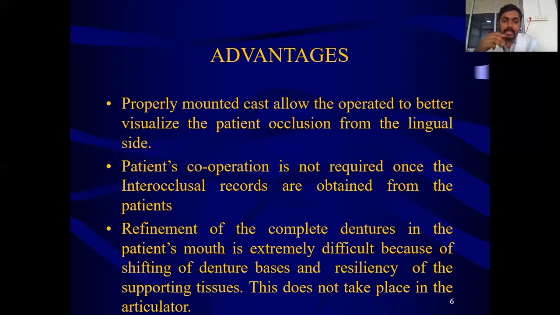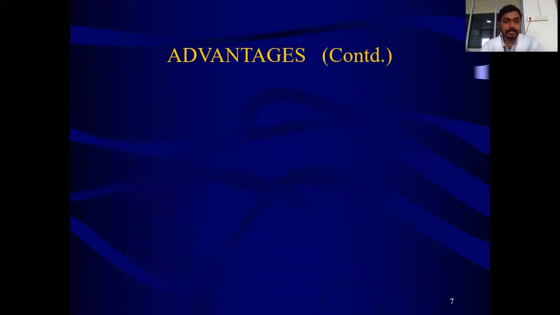So refining the complete denture occlusion in a patient's mouth is extremely difficult, because each time the patient occludes, there will be a cushioning effect of the mucosa. But in the articulator itself, after remounting the maxillary and mandibular complete dentures after processing, we will be able to reduce the flasking errors and other errors by using a remounting procedure, or during the fabrication procedure itself.